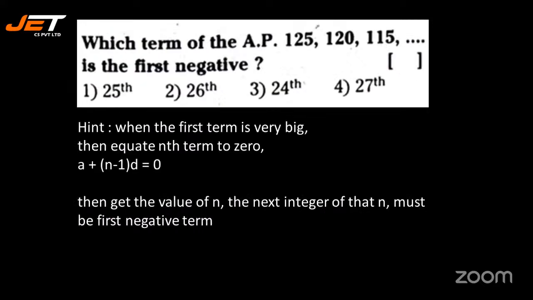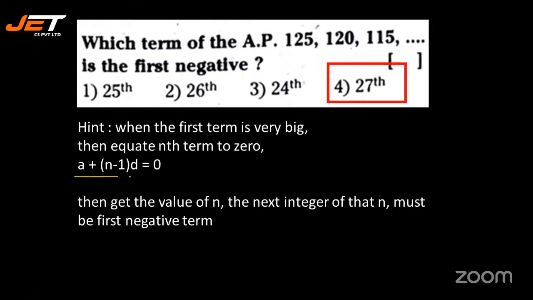Which term of the AP 125, 120, 115 and so on is the first negative? Okay. So when the first term is very big, then equate the nth term to 0. That is a plus n minus 1 into d is 0. So then we get the value of n. The next integer of that n must be the first negative. All right. So your answer becomes 27. Yes. Let's see.